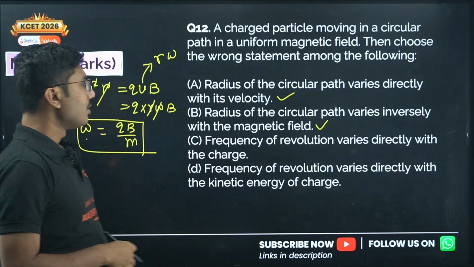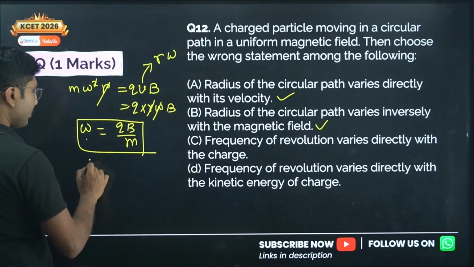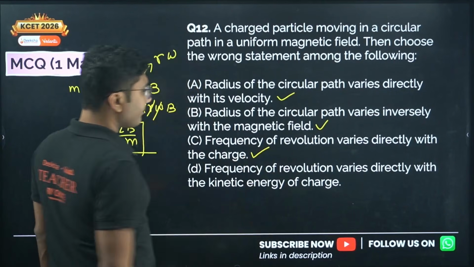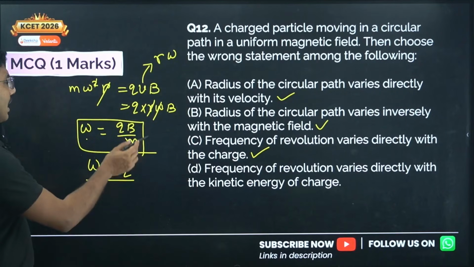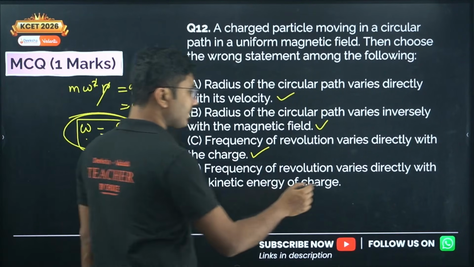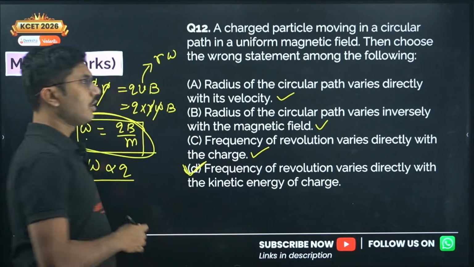Now see, frequency of revolution varies directly with the charge. So frequency of revolution is directly proportional to the charge. This is a correct statement. Frequency of revolution varies directly with the kinetic energy of the charge. Nothing here is related to kinetic energy, so this is a wrong statement. Wrong statement means this will be the correct answer for our question.